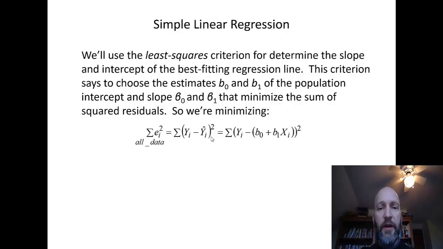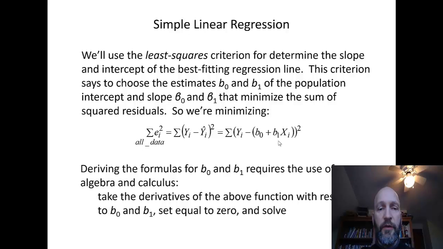So that says take yi minus y hat i, square it, sum it up. This symbol here means sum up over all the data, and find the values of b0 and b1 that give us the smallest value for that summation. So if you remember calculus, then you know that in order to minimize something, we have to take derivatives, set the derivatives equal to 0, and do some solving.